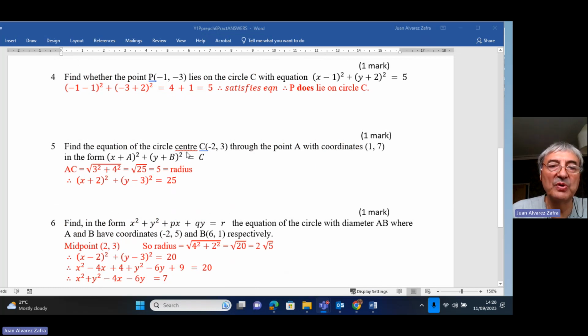Question 5, the equation of a circle with center minus 2, 3 passing through the point with coordinates 1, 7 is in that form. We want to find it.